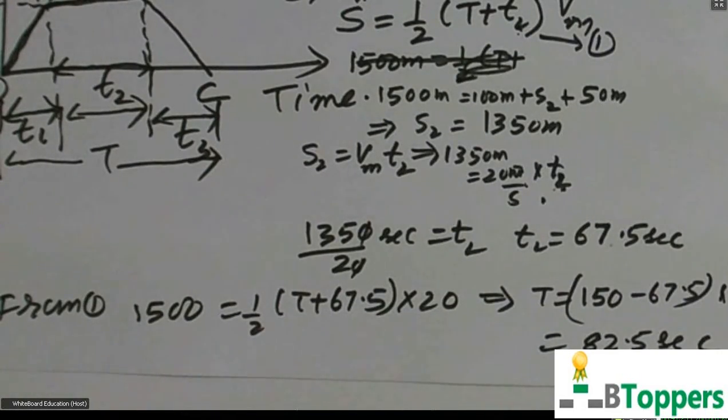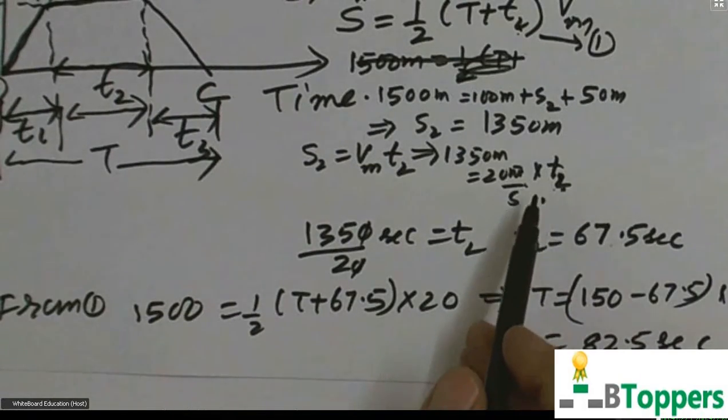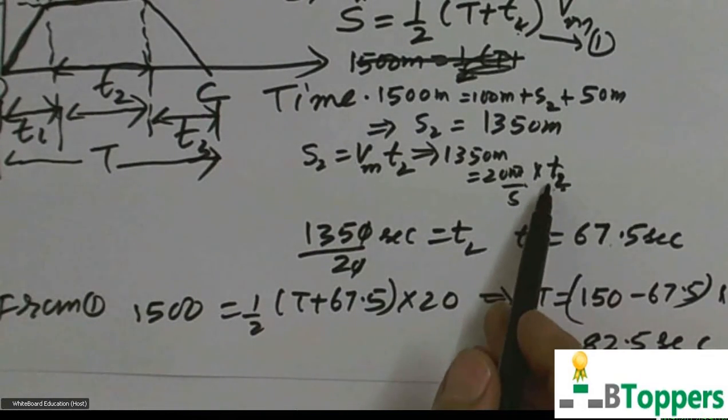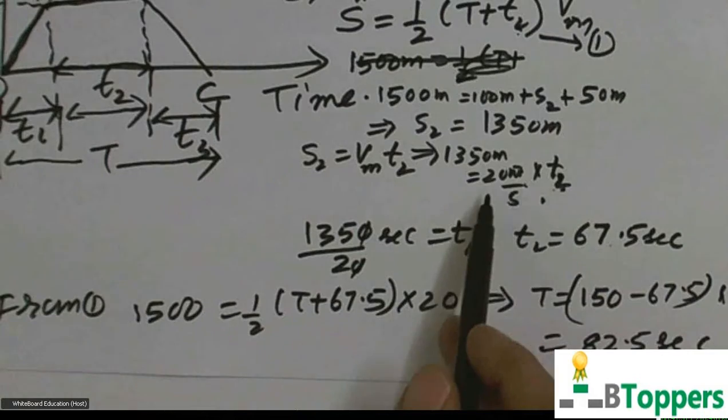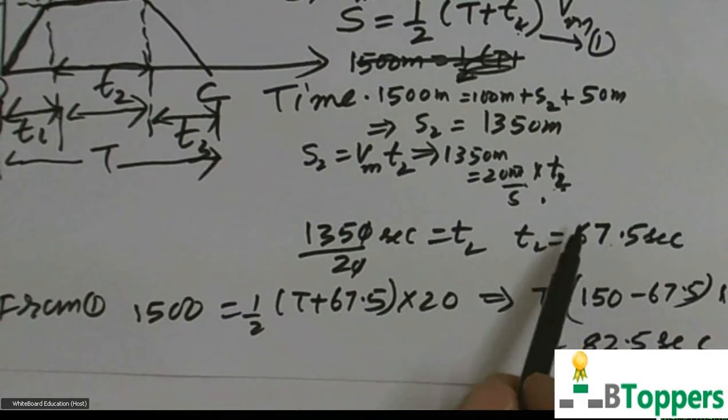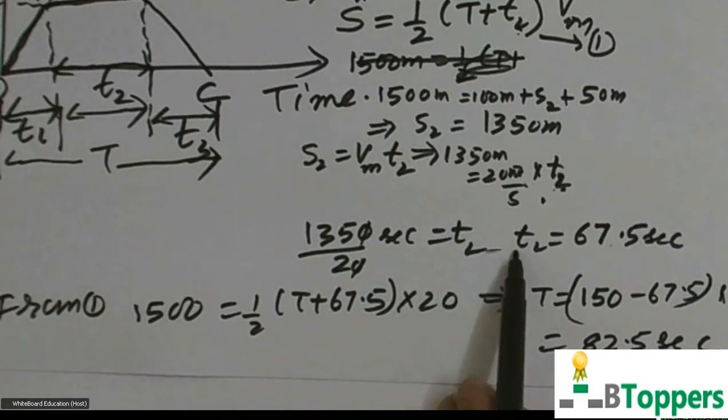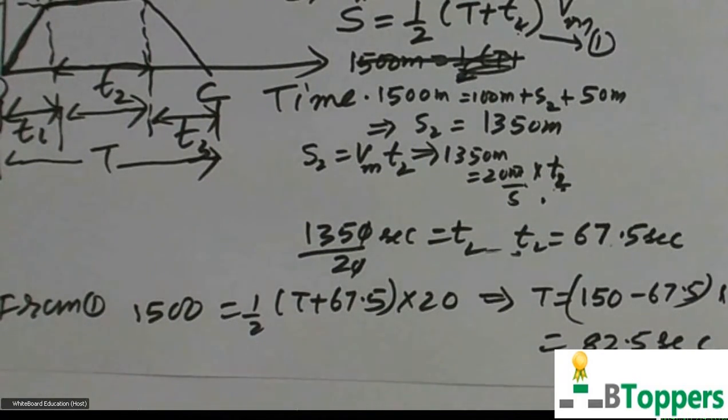If you simplify the value of T2 in the last step we have written, you'll get T2 equal to 67.5 seconds. Substitute this value of T2 in the first equation. You get the value of T equal to 82.5 seconds. So that is the simplification. I have also shown it on the screen. In case you need some more time to copy, you can take a pause and copy.